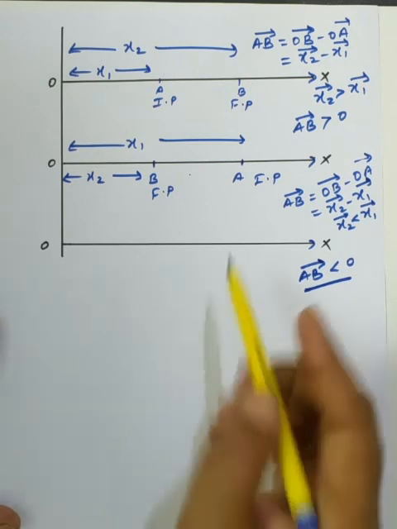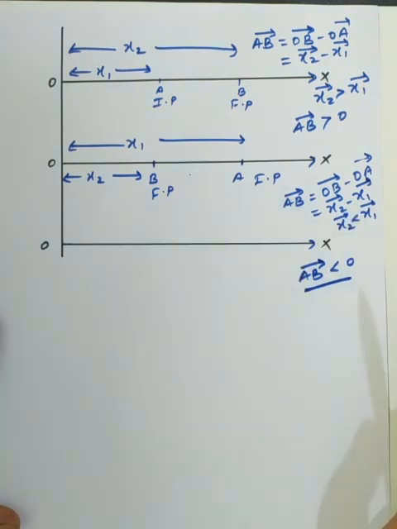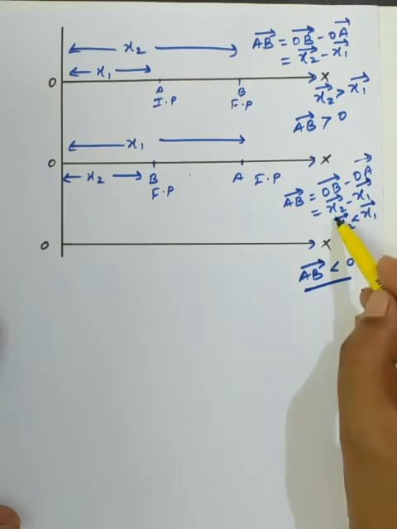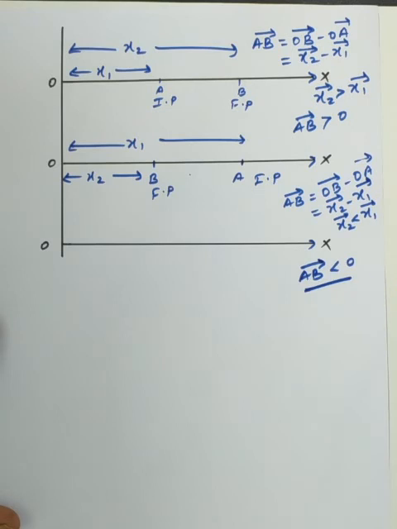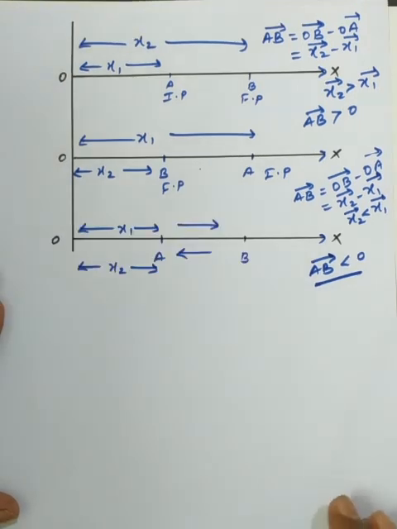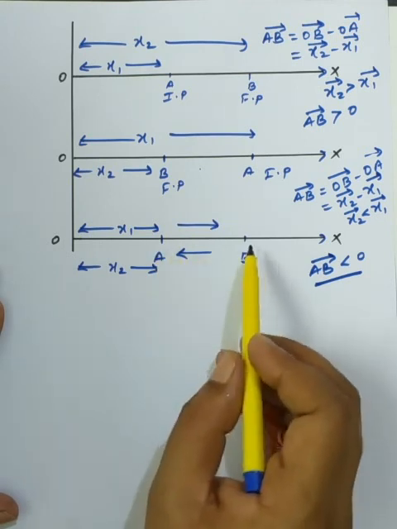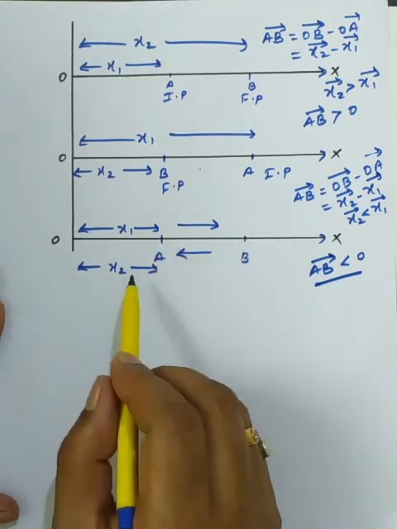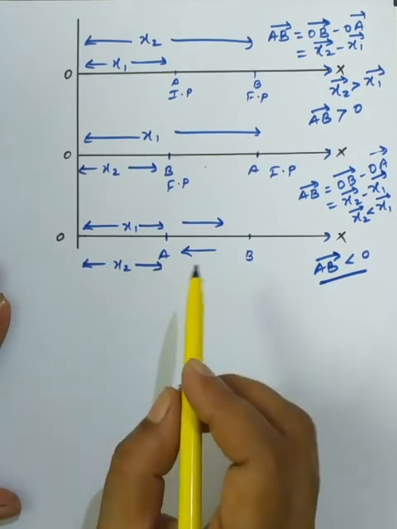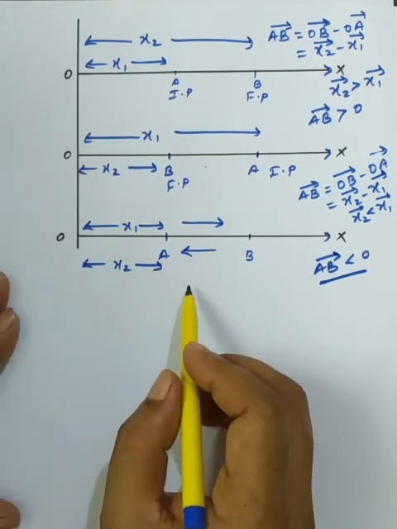This one is the initial position, this one is the final position, and obviously the initial position is greater than the final position, so we get the displacement in the negative manner. Now the third point: the object is initially at A, moving from A to B and then coming back from B to A. From the reference point, the initial and final positions are the same.